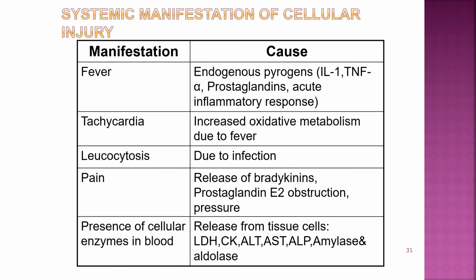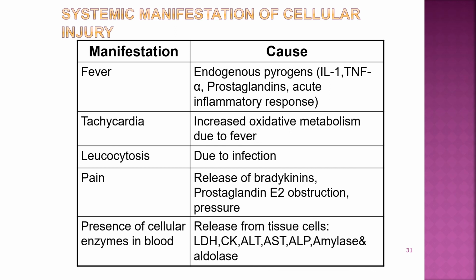We look at the systemic manifestation of cellular injury. When there is cellular injury, it can be manifested as fever, tachycardia, leukocytosis, pain, and presence of cellular enzymes in the blood. Fever is due to the presence of endogenous pyrogens, whereas tachycardia is because of the increased metabolism due to fever. Leukocytosis can occur because of infection. Pain is because of release of bradykinins and prostaglandin E2.